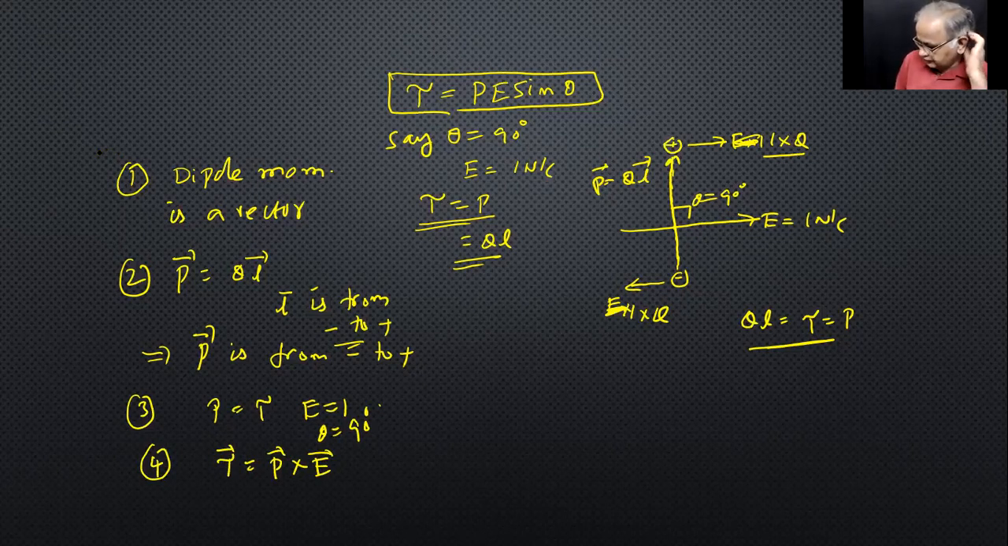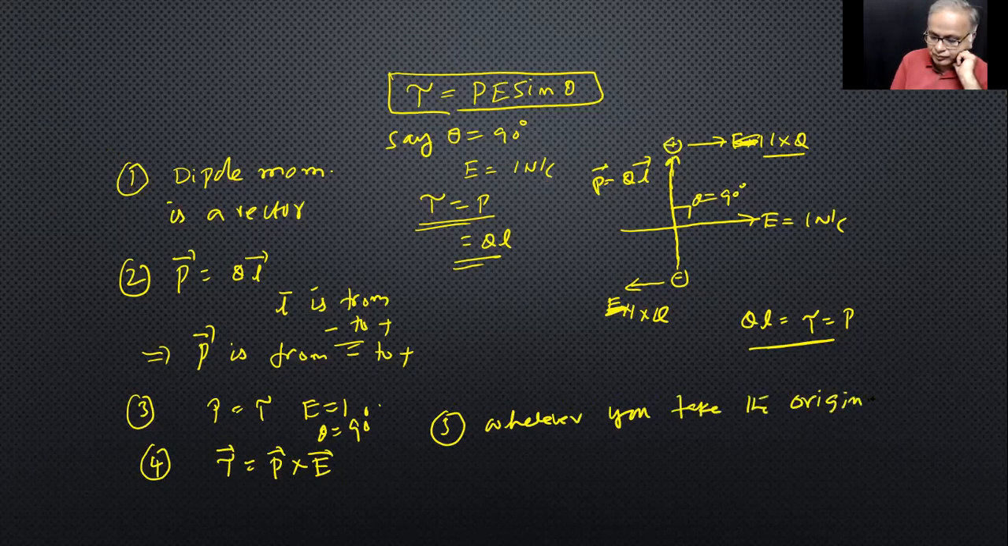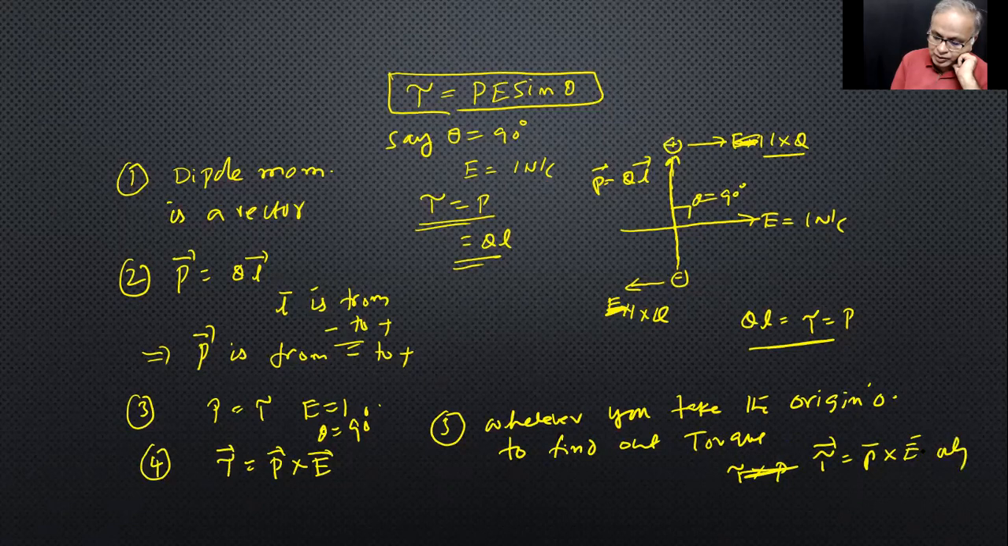Any questions? And the fifth one: wherever you take the origin O, find out the torque. It is P cross E only. And P is from minus to plus only.